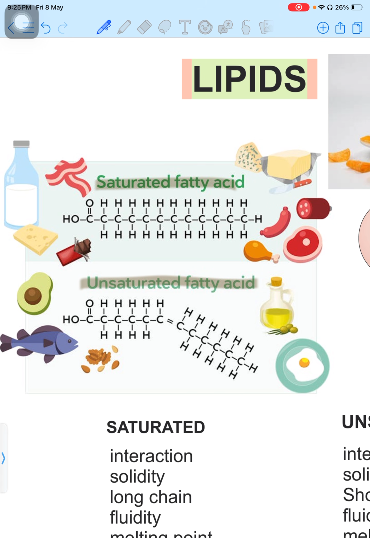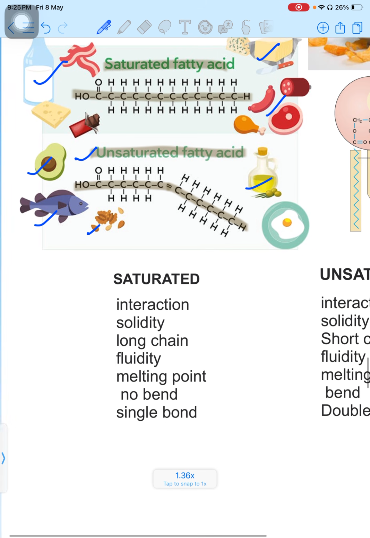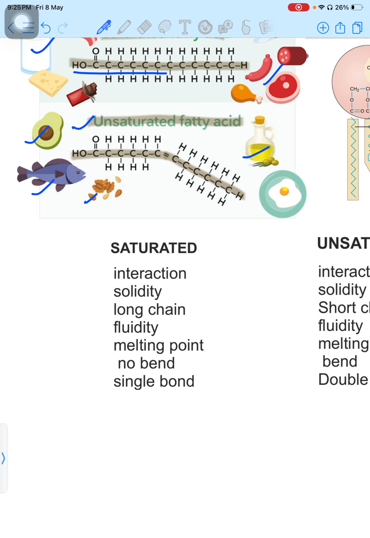You can see the saturated fatty acid has a carbon chain which is in the straight form, but the unsaturated carbon chain is slightly bent in form. The examples for saturated are butter, meat, and whole milk. When we see the unsaturated, avocado, fish, nuts, and olive oils are the examples for unsaturated fatty acid. The main difference is that the carbon chain is straight in the structure, and the bend is present inside the unsaturated fatty acid.